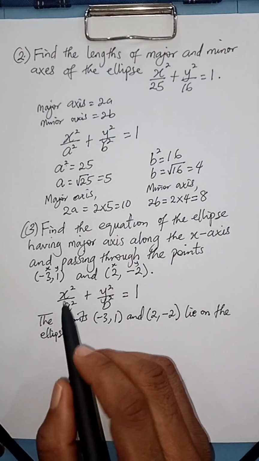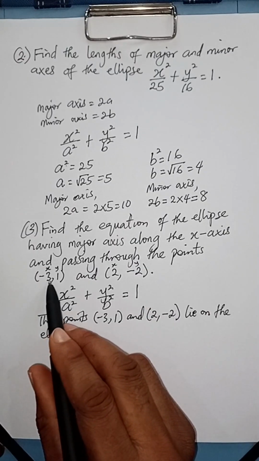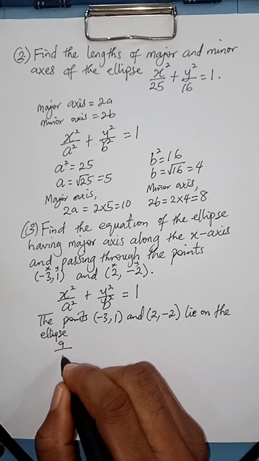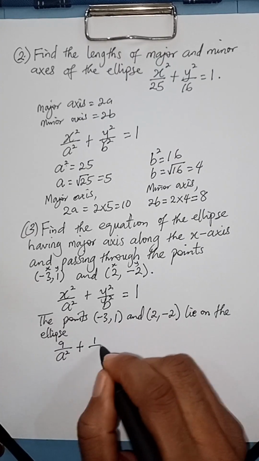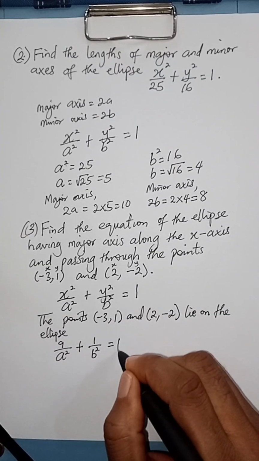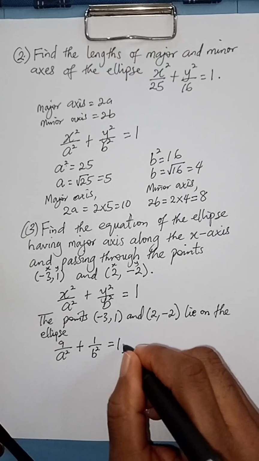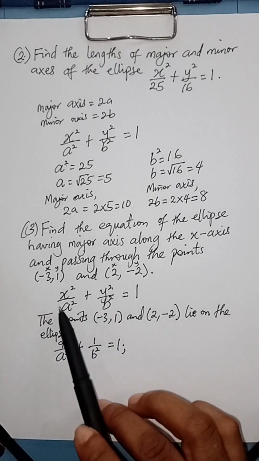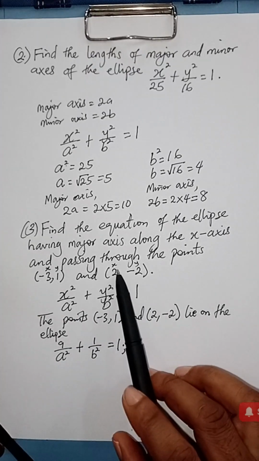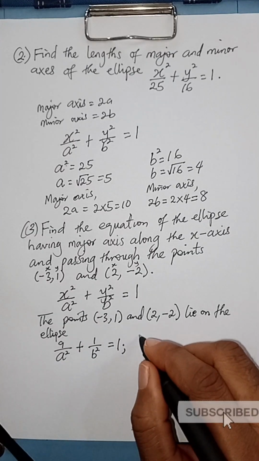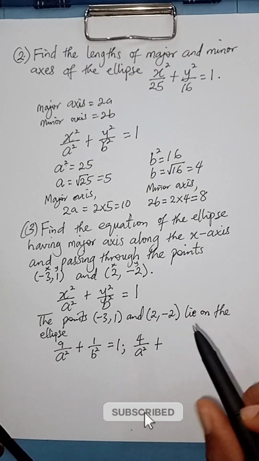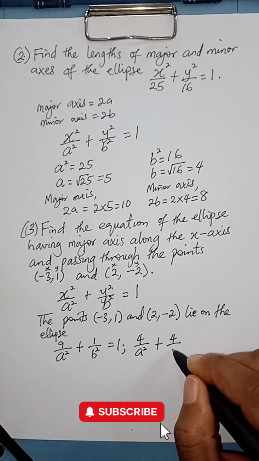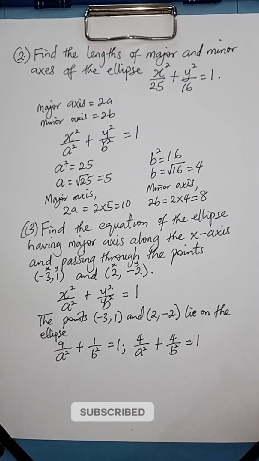So the first equation will be, here is x squared. So (-3) squared will be 9 divided by a squared plus, this is y, 1 squared will be 1 divided by b squared equals 1. So that is the first equation. Let's go to the second equation using the same equation of an ellipse. X is 2, so 2 squared will be 4 divided by a squared plus y is -2, y squared will be 4 divided by b squared equal to 1. So this is equation 2.